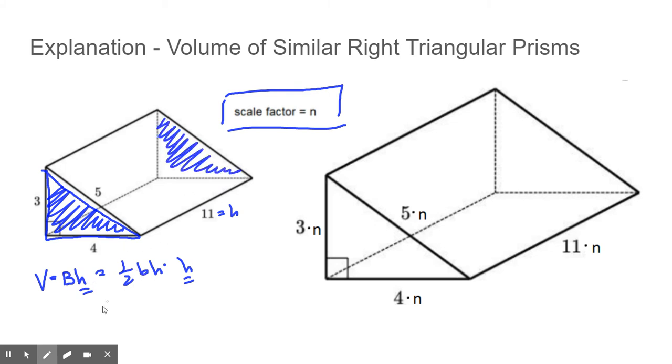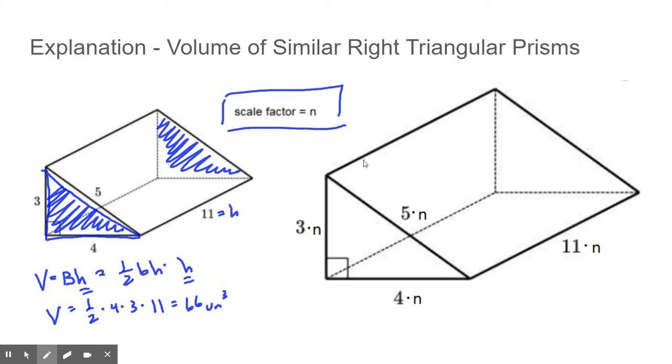So to find the volume, we're going to do 1/2 times the base of this triangle, 4, times the height of this triangle, 3, times the height of this prism, 11. When you do that, 1/2 of 4 is 2, 2 times 3 is 6, 6 times 11 is 66. That would be 66 units cubed.